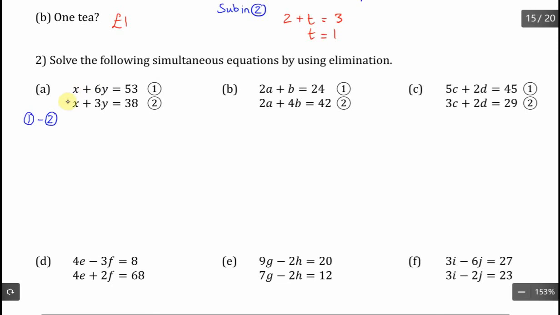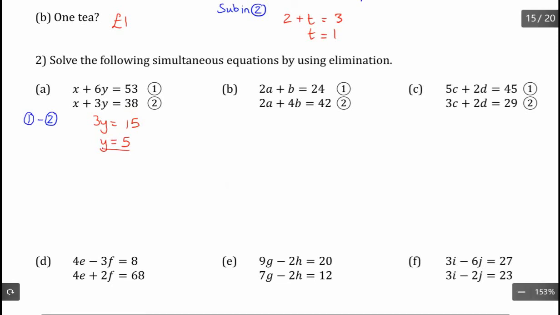So that would be x minus x, which would be 0. 6y minus 3y would leave me 3y. And 53 minus 38 would leave me 15. So if 3y is 15, if I divide by 3, y must be 5. That's one of my answers.